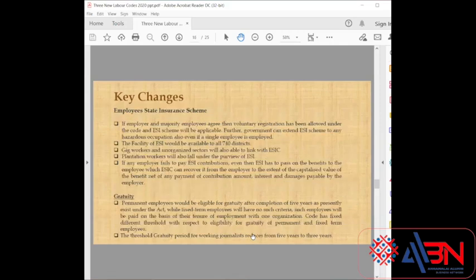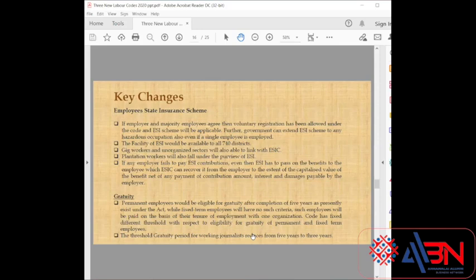Then the ESIC also has seen a little overhaul, as in the gig workers and unorganized sector. The unorganized sector was earlier also in the ESIC scheme. Now it has extended its facility and it is available across 740 districts. Even for ESIC contributions, employers cannot fail to do it. It is an important responsibility that they will have to ensure that the ESIC is properly paid. Otherwise, there are penal consequences to it.